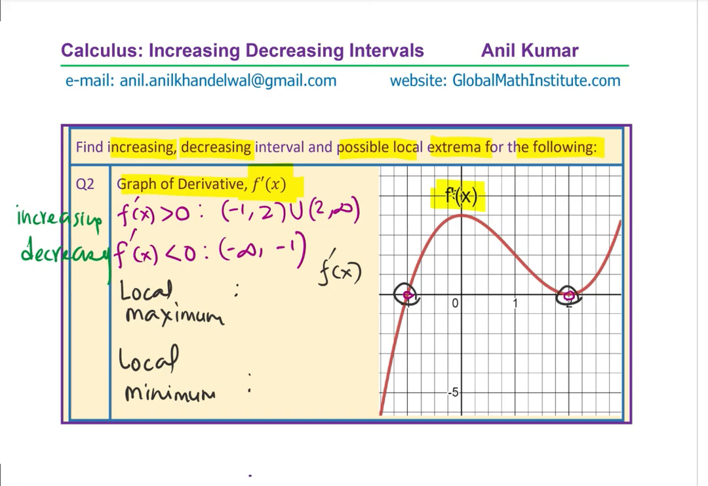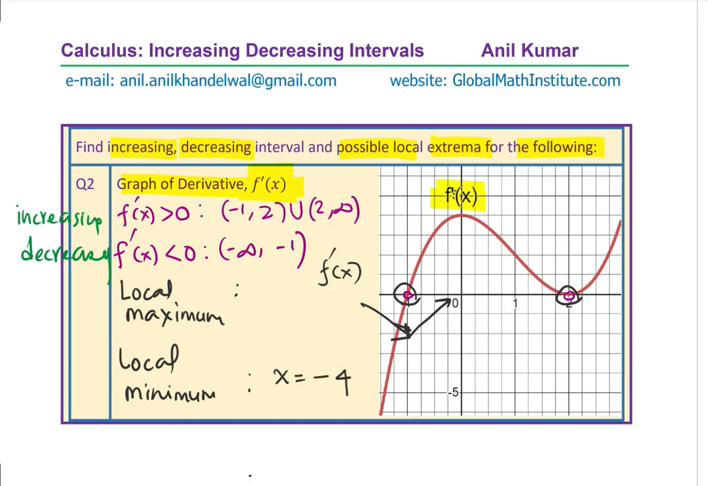Now if you look here, what is happening here? The derivative is negative. It changes from negative to positive. That means the function is decreasing and then increasing. So that means at minus 4, we have local minimum. You get the idea? So at x equals to minus 4, we have local minimum.